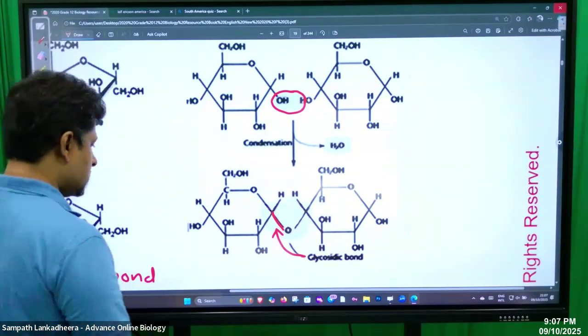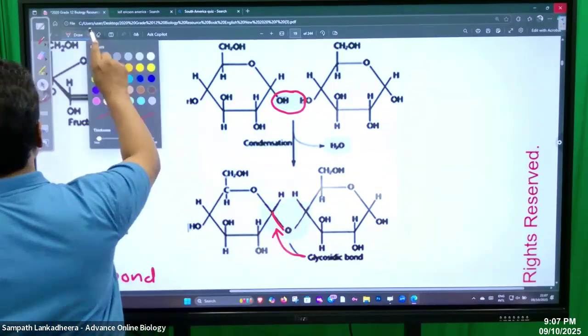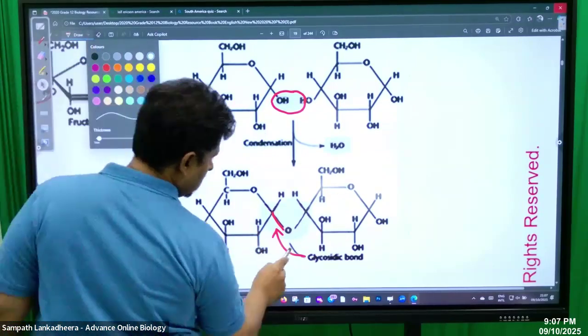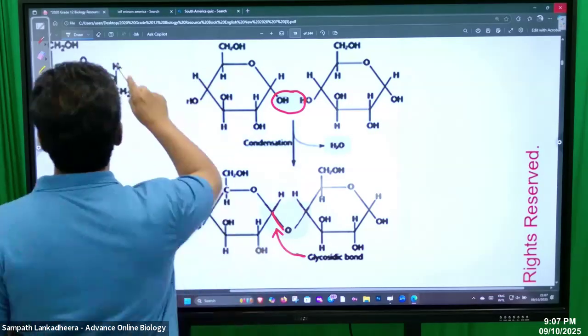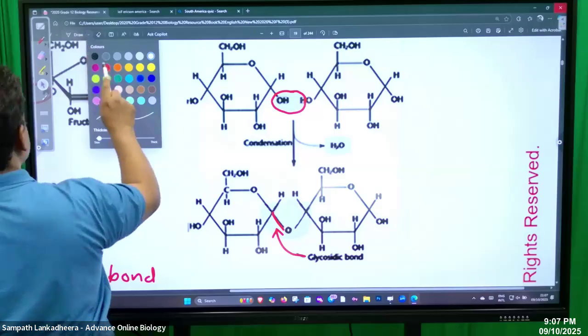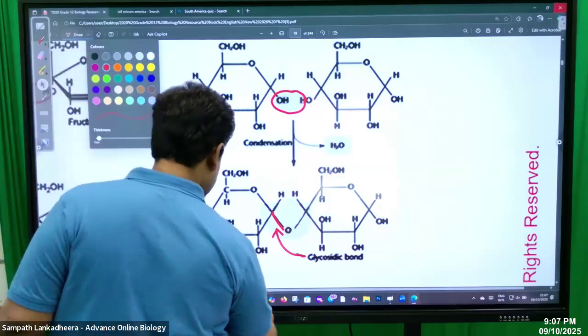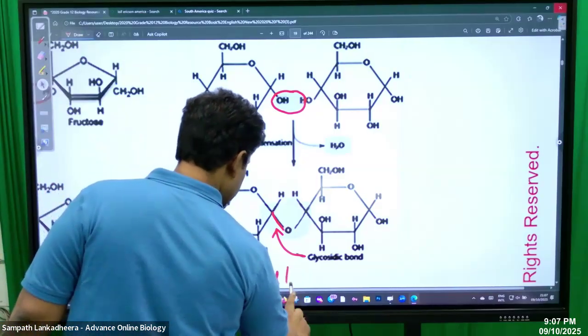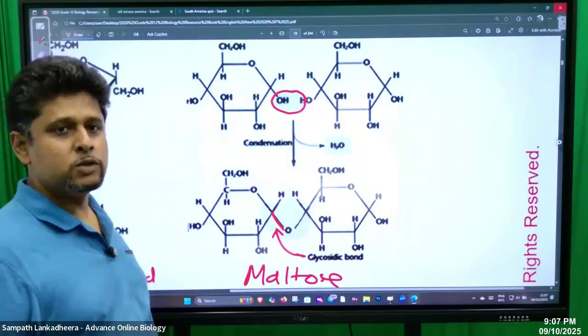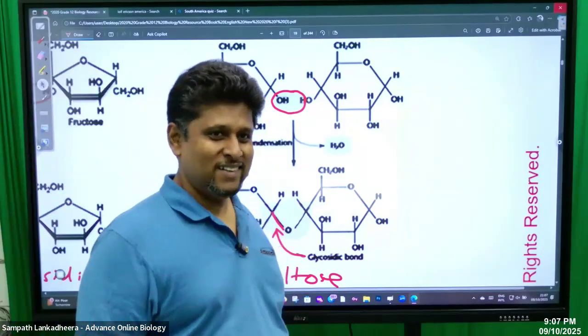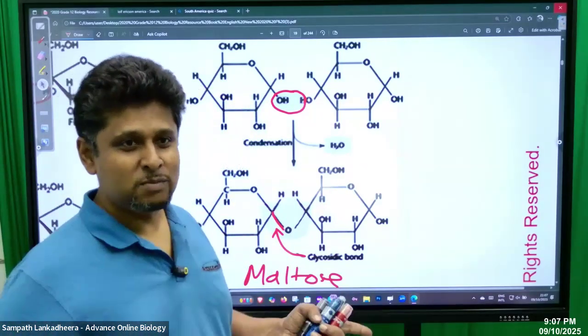And what do you call this resultant molecule, people? You call this resultant molecule the disaccharide. What is this disaccharide? Maltose. This is maltose. So when two glucose react, the result is maltose.